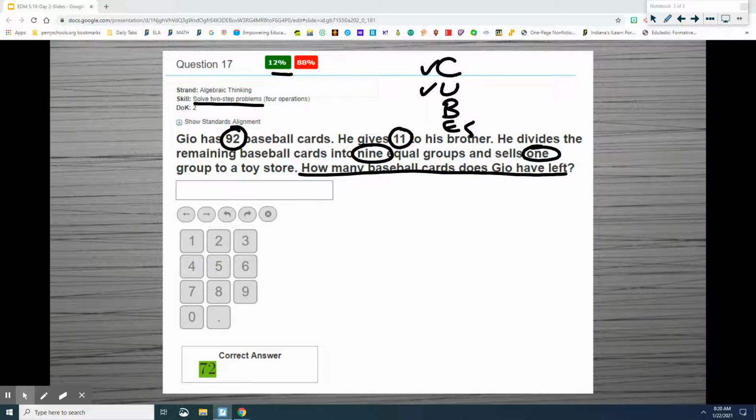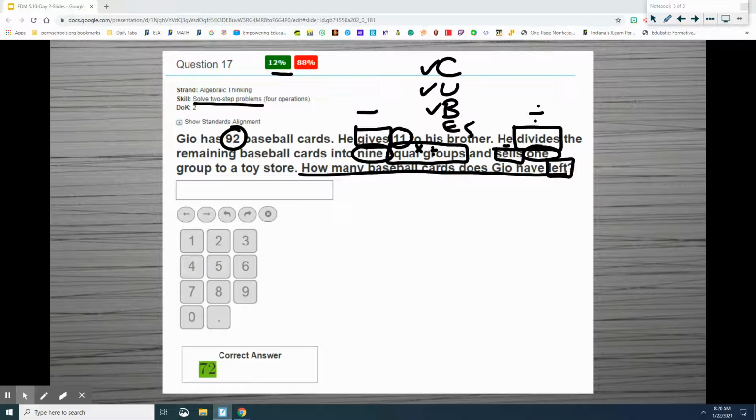I'm going to box in my math words. Gives makes me think he's going to subtract. Divides, well, that one's pretty easy, he's probably going to divide. I see equal groups, so that's going to help me know. And then I see sells, which makes me think of another subtraction problem. Equal groups is going to be part of multiplication or division. And then I need to know how many he had left. So this problem has a lot of really good math words that we're going to use to help us.